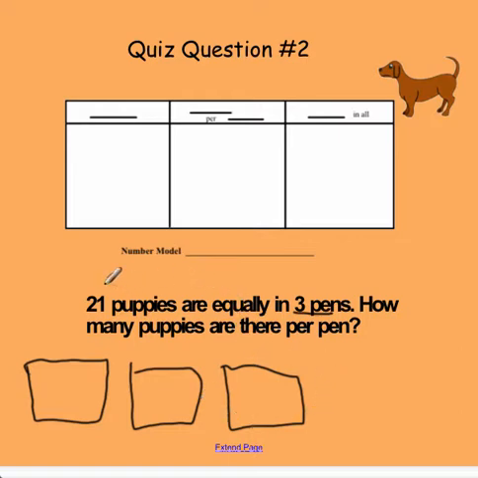And your question is, you have 21 puppies, and they're going to be spread out equally into these 3 pens. So how many puppies are there per pen? And remember, per means in each. So your job is to take the 21 puppies and put them equally into the 3 pens, and then answer the question, how many puppies are there per pen?